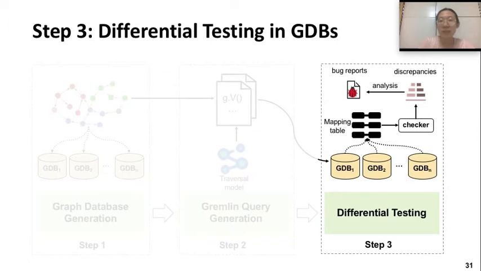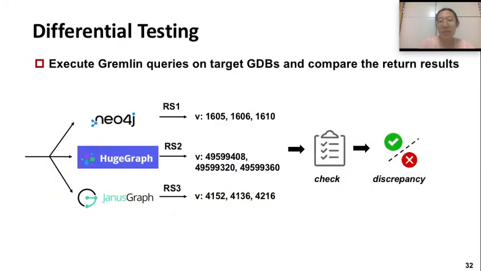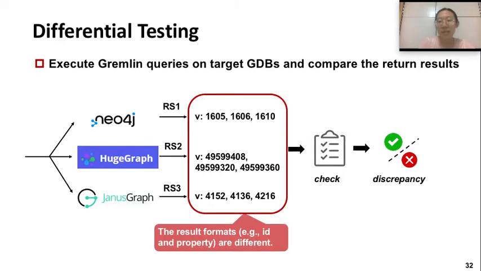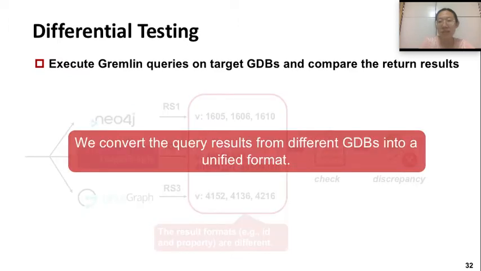In the third step, we use the differential testing approach to solve the problem of testing oracle. We execute the generated Gremlin queries on target GDBs. By comparing the return results, we identify a discrepancy and a potential bug. However, we found that the result formats of multiple GDBs are different, which makes it difficult to check the return results. As such, we convert the query results from different GDBs into a unified format.